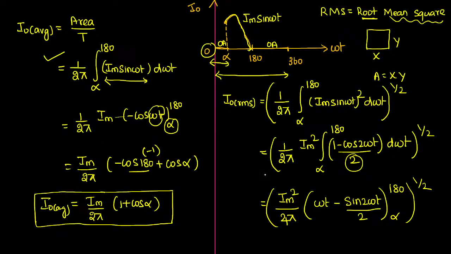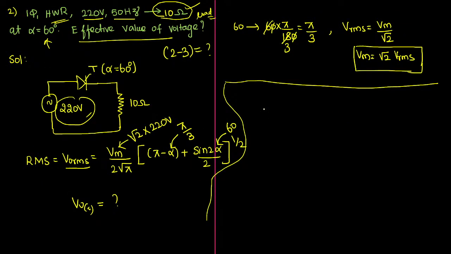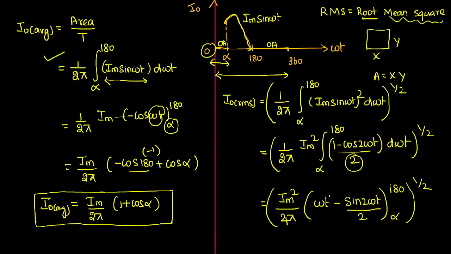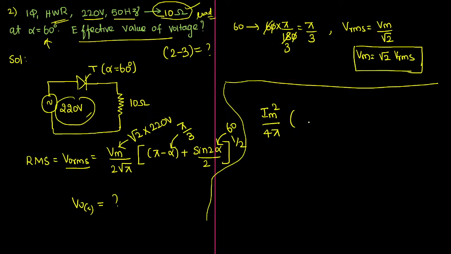One minute, guys. So finally what we got? Im square by 4 pi omega t. Let us substitute all the values here. Im square upon 4 pi in bracket. If you observe, first this omega t will be replaced by upper limit, 180 degree. I am writing it in radian. Radian value will be equal to pi, I hope. So pi minus alpha. See, upper limit is pi, lower limit is alpha. So this can be written as pi minus alpha. The 1/2 is for the other limit.